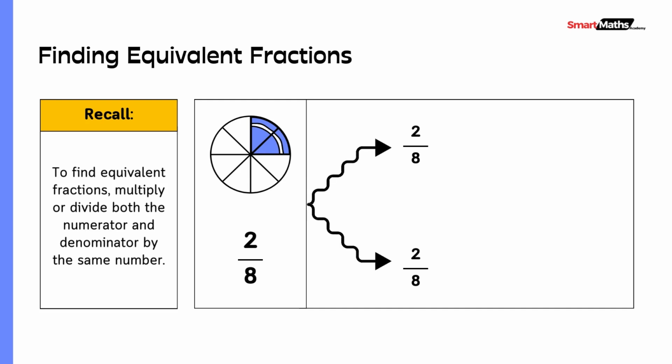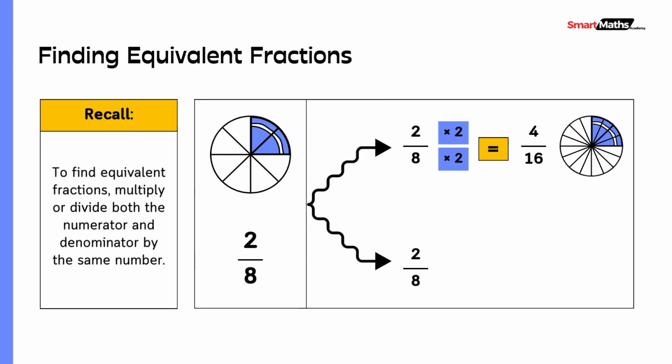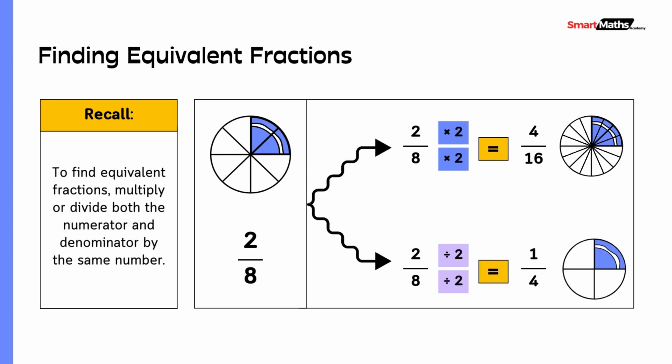So let's start with the first one up here. Multiply by 2, and we're going to have 4 over 16. We have the circle there. Well, let's look at the second one. Let's divide by 2. We know we multiplied up by 2. We want to see when we divide by 2, what we're going to have. So we're going to have 1 over 4. What this means is that both 4 over 16 and 1 over 4 are the same.